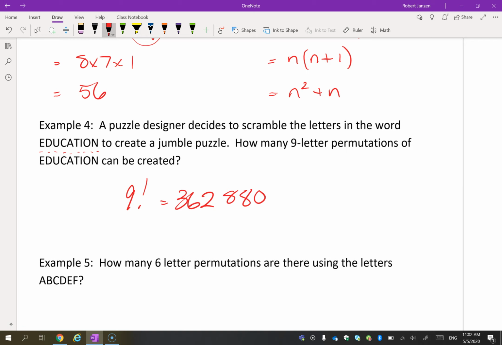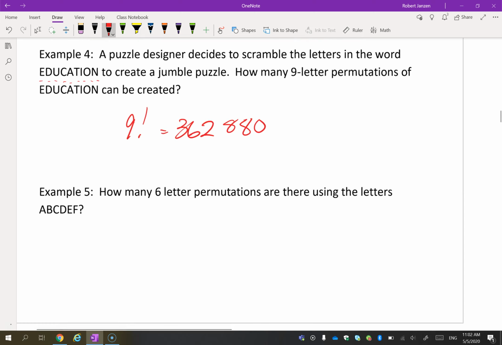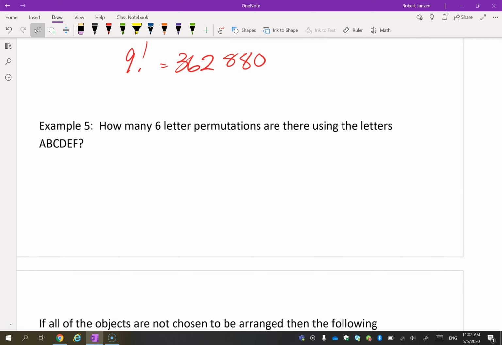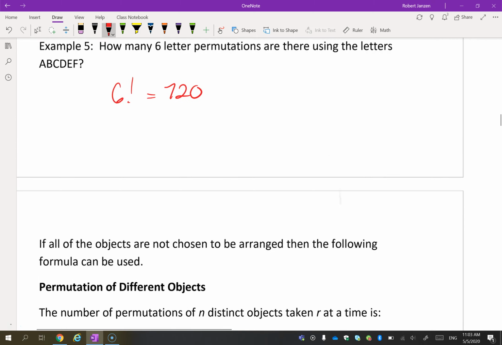By the way, my advice to you is when we're doing questions like this, when you get to one, try it first and then listen to me do it. Okay, don't listen to me do it and then try it. Like right now, go ahead and do example 5, pause the video, and then come back. How many 6-letter permutations? This is just 6 factorial. All right, 720.